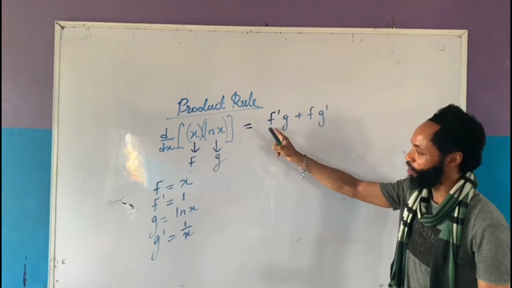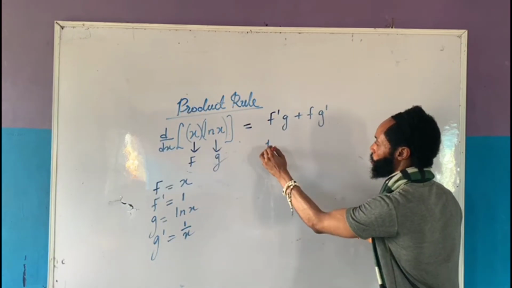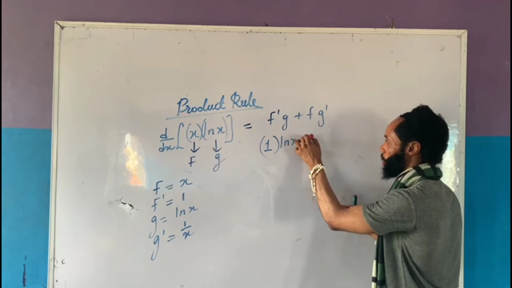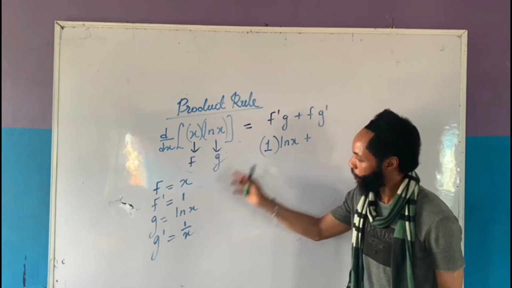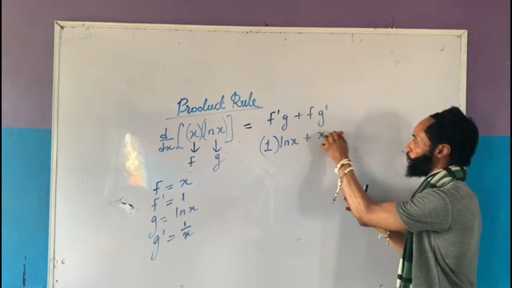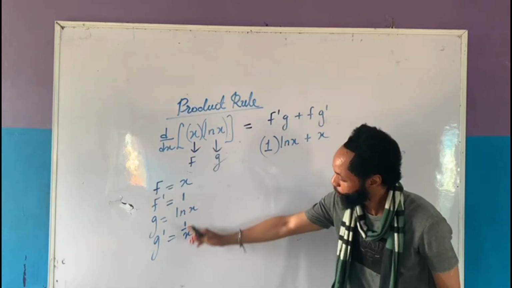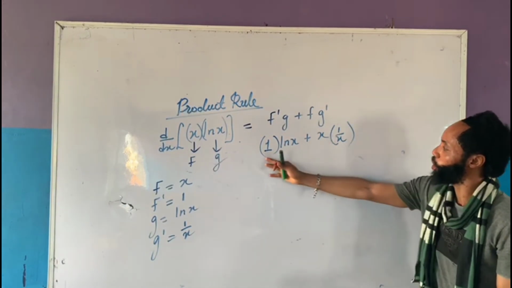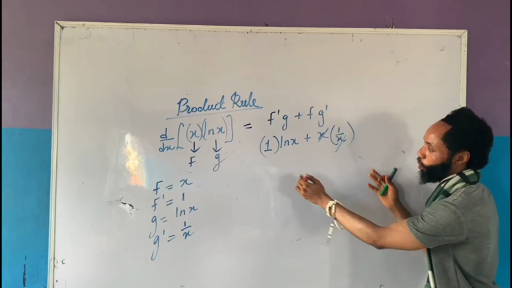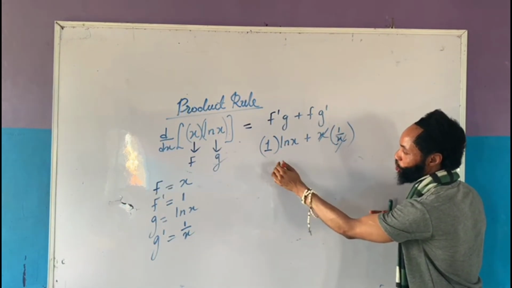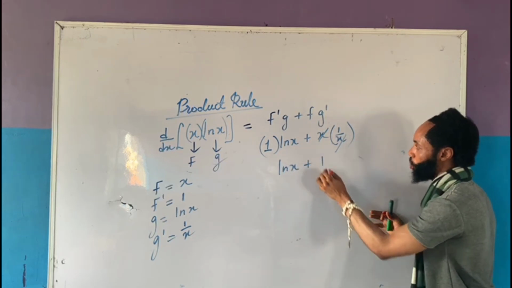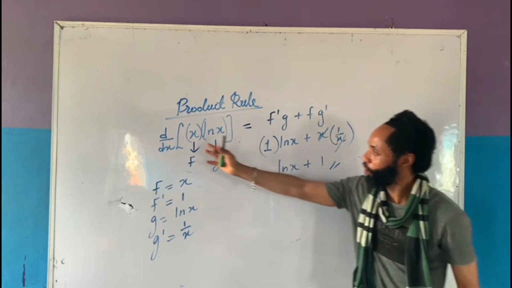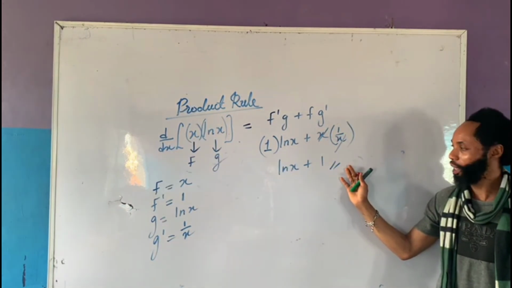So let's go straight. f prime. f prime is what? 1. 1 times g. What's our g? ln x. Plus f. Our f is what? x. Our f is x. Then g prime. g prime is 1 over x. So now remember, if we multiply through, x cuts x here. We're left with 1 times ln x, which is ln x, plus 1. This gives us our value. ln x plus 1. So if you are differentiating this, you get what? ln x plus 1.